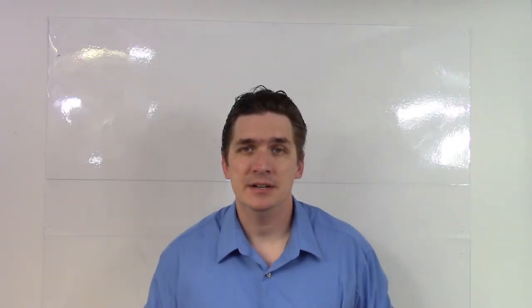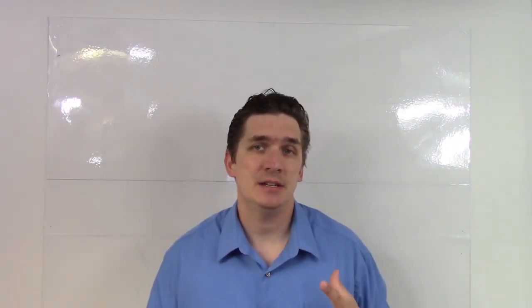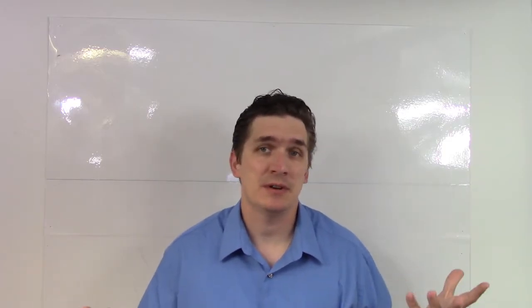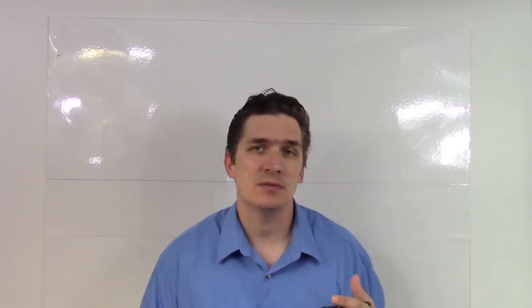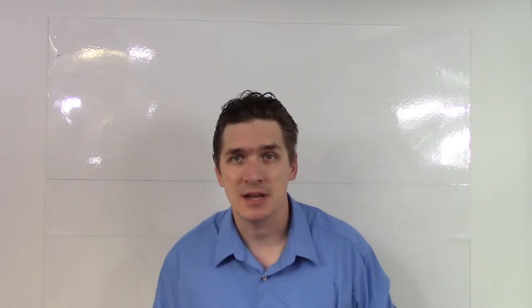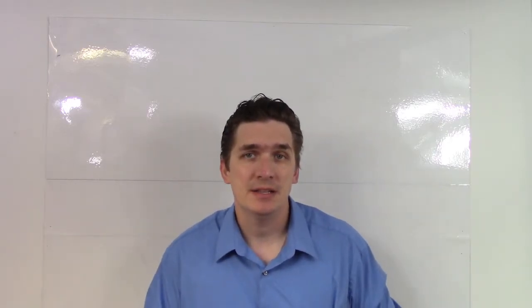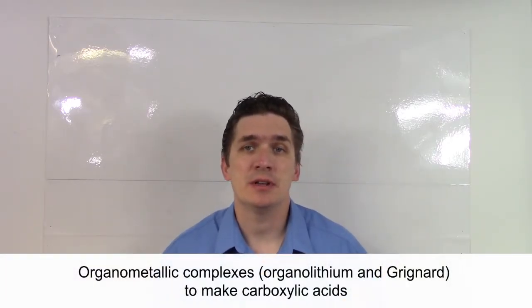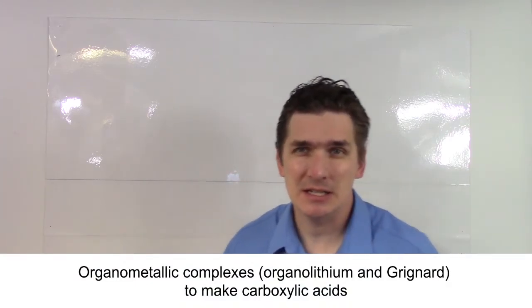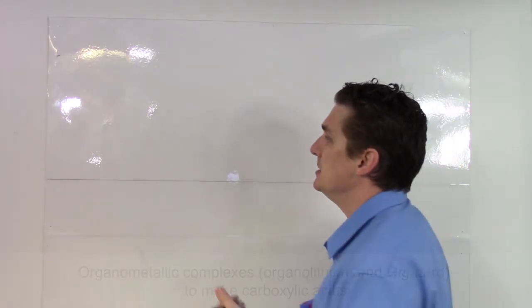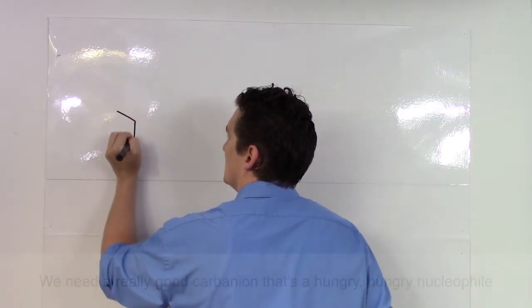So let's talk about another great reaction, and this is actually one of those things I find pretty interesting, and that is the use of organometallic complexes to make carboxylic acids. So we can apply this to both Grignard reagents as well as organolithium complexes, but basically what we need is a carbanion.